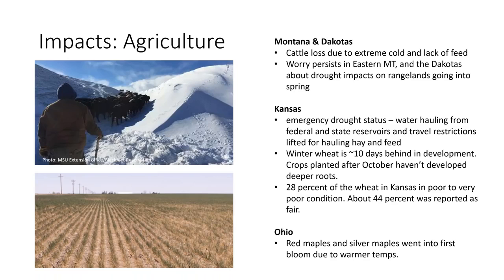One interesting note in Ohio: with some slightly warmer temperatures in the last couple of weeks, red maples and silver maples actually went into their first bloom due to those warmer temps. And we have an update on the Kansas wheat crop, thanks to Brad Rippey from the USDA, who's quick to note: winter wheat in Kansas, 53% very poor to poor. Not so good. But thank you, Brad.